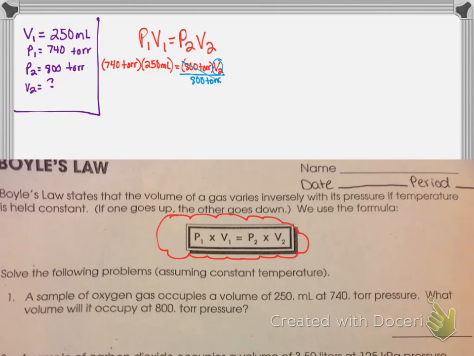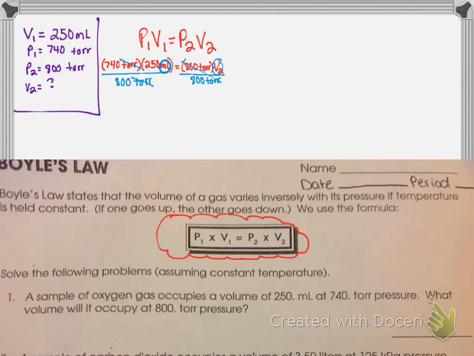Whatever you do to one side of an algebraic equation, you must do to the other. So we're going to come over to this side and divide by 800 torr. If you notice, your units of torr are going to cancel out, which is perfect because once we solve this, it'll give us our units for our volume, which is milliliters. So now we're just going to punch this into our calculator.